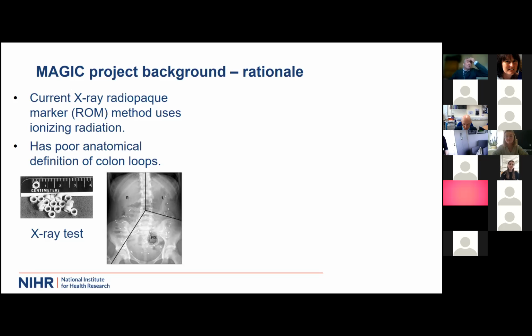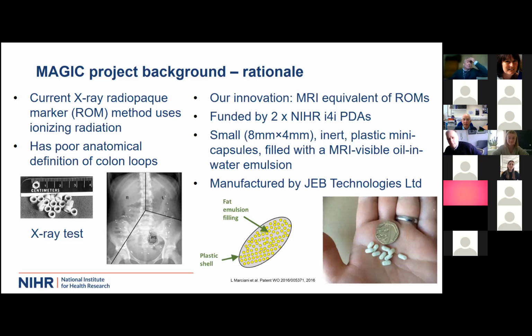So our NIHR i4i grant was a very simple idea. We said, can we make a modern equivalent of this old method using some of the imaging techniques that Michael was mentioning, so MRI, magnetic resonance imaging. And so we proposed to create some mini capsules filled with fluid that you can actually view on MRI imaging, and to demonstrate that we can make them and that they can measure transit as the old technique did.